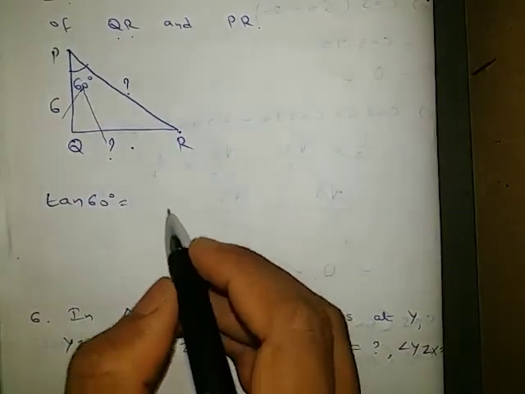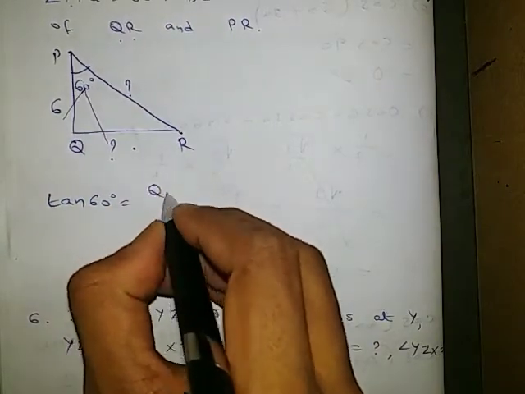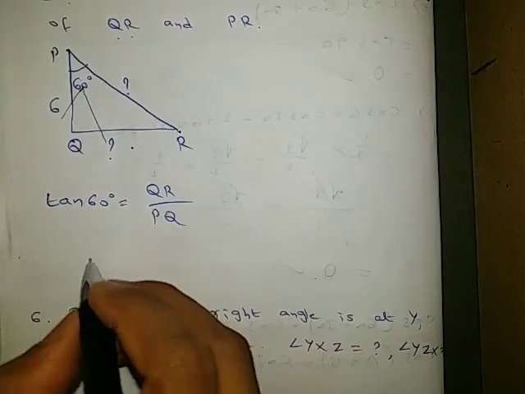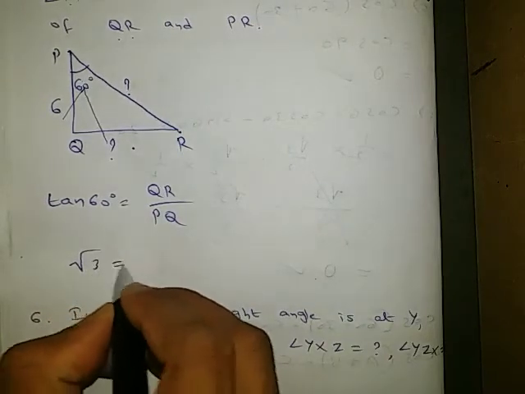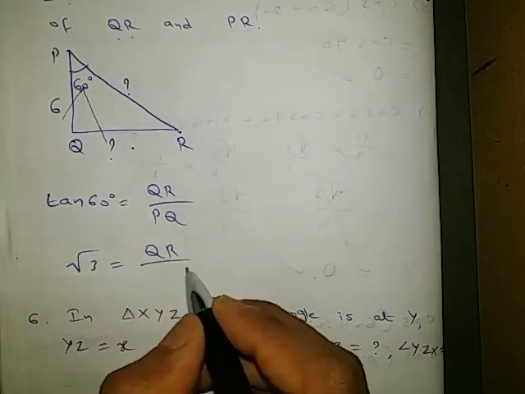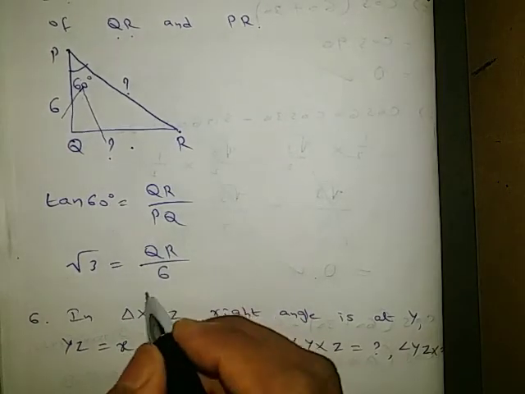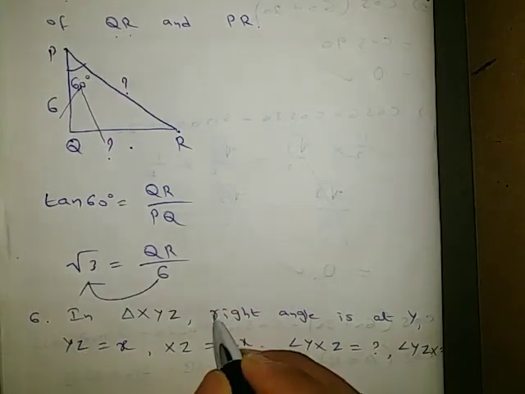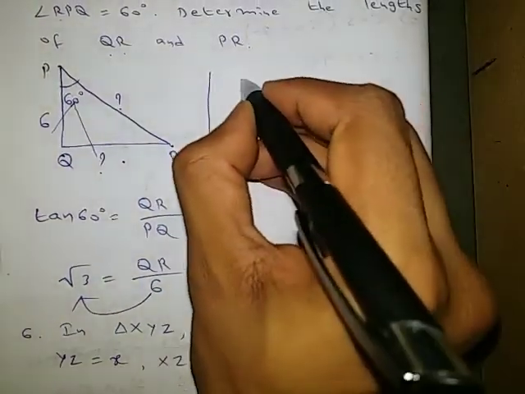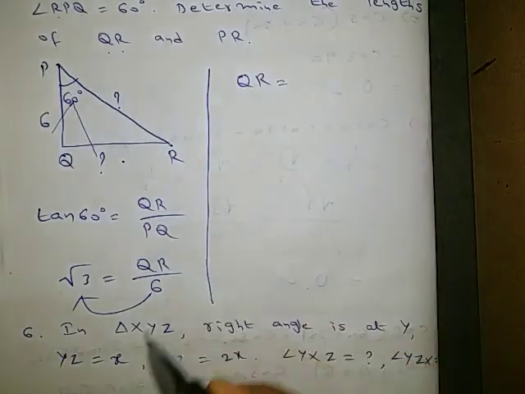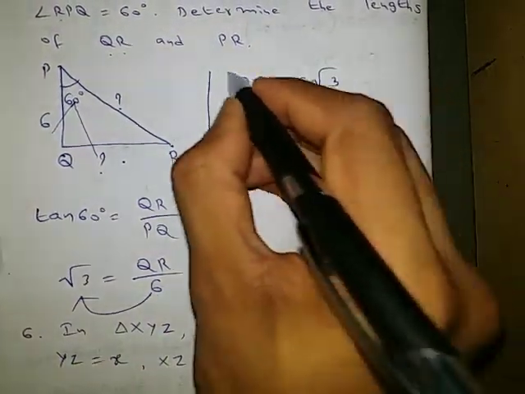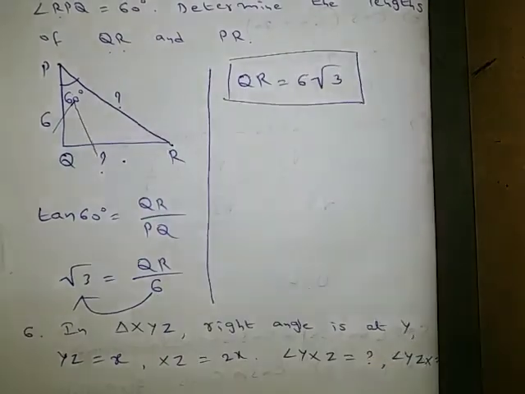Tan 60 is equal to opposite QR by adjacent PQ. Tan 60 is root 3. So root 3 is equal to QR by PQ, which is given as 6. Now this 6 I will take to the right side, it will become multiplication. So we will get QR is equal to 6 into root 3. So we got one side.